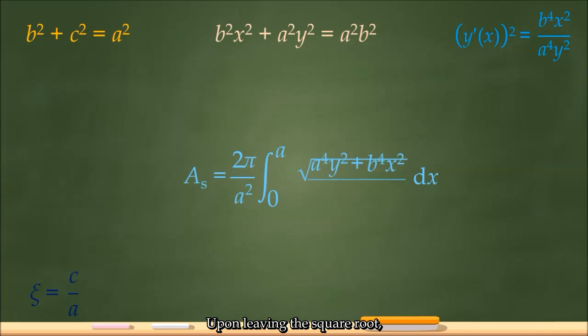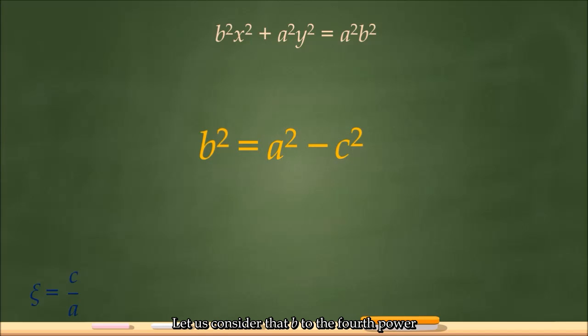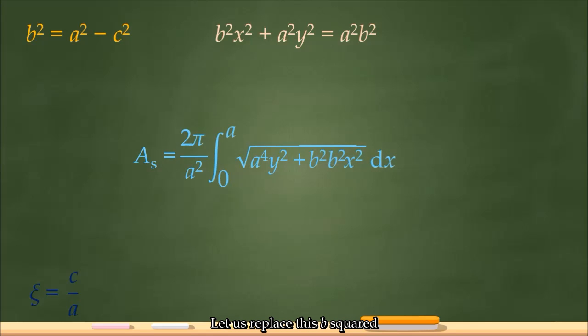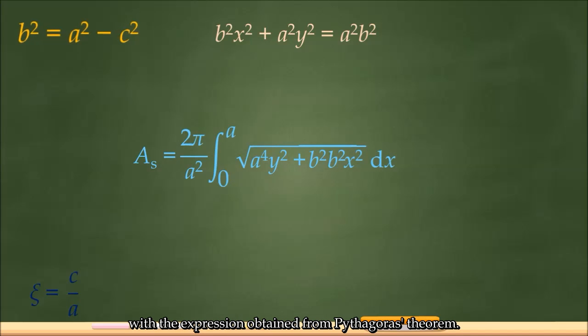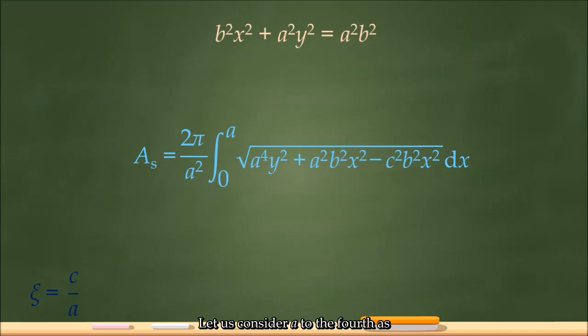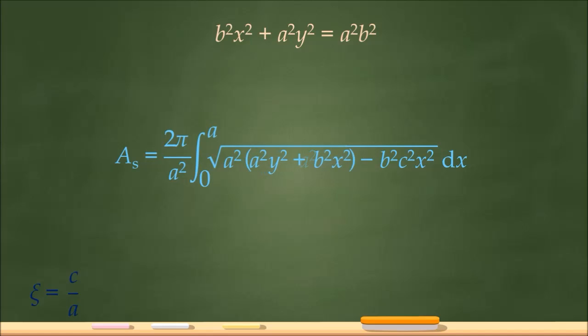Upon leaving the square root, it becomes a squared. Let's bear in mind this expression. Let us consider that b to the fourth power is b squared times b squared. What for? For factorizing. Let us replace this b squared with the expression obtained from Pythagoras' theorem. Let us expand the factor. Let us consider a to the fourth as a squared times a squared. Let us factorize this a squared.